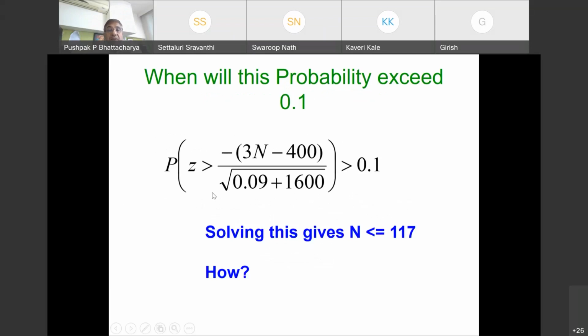So we want this probability that z is greater than (minus 3n minus 400) by (0.09 n plus 1600) should be greater than 0.1. And by consulting the table of values for the standard normal variable, I come to the value n equal to 117. So these details we will work out.